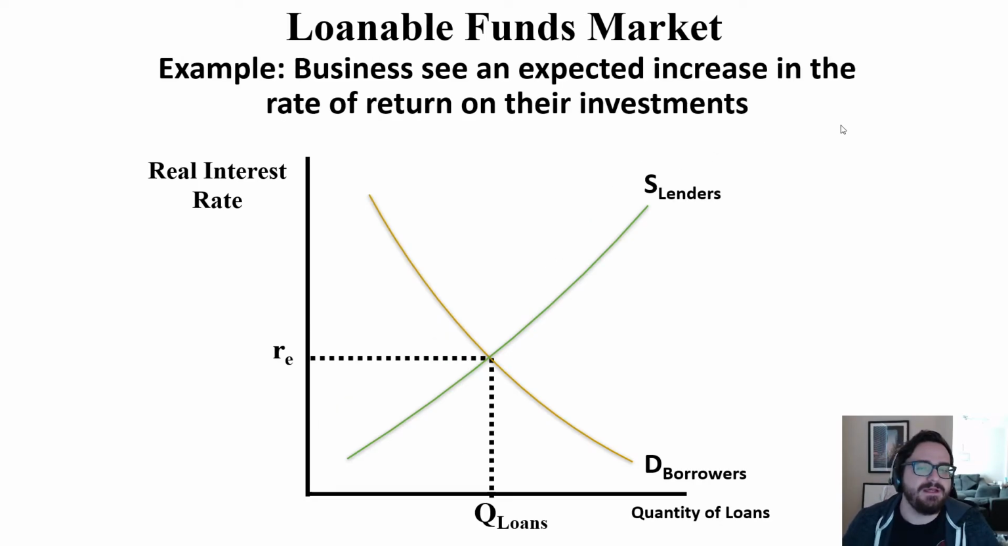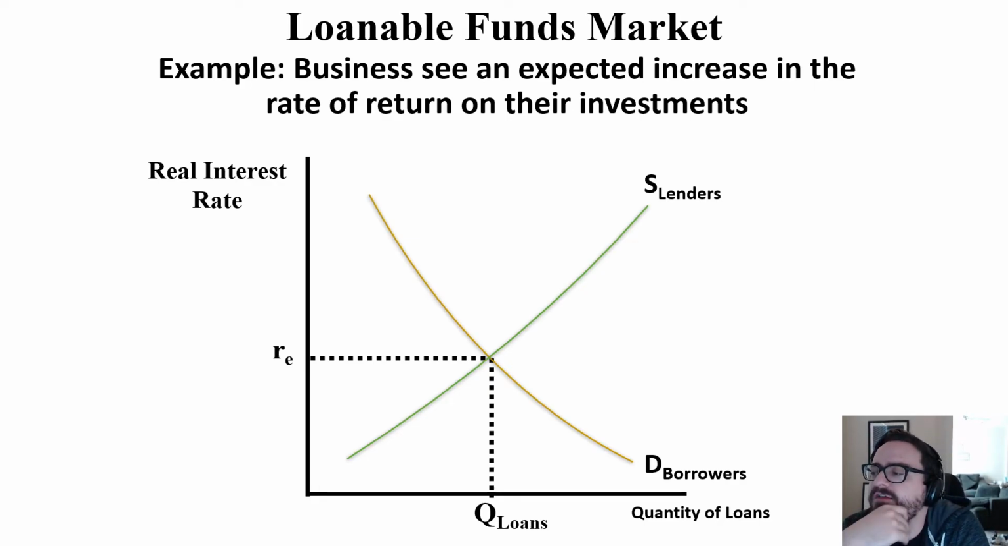Fourth example. Businesses see an expected increase in the rate of return on their investments. Okay, saying that businesses are seeing a lot of profits. Are businesses a borrower or a lender? Businesses are a borrower. Remember that it's consumers, businesses, and the government who can borrow money. So they are a borrower.